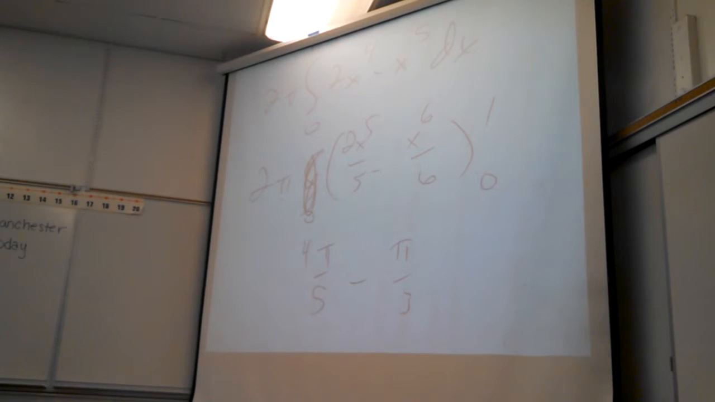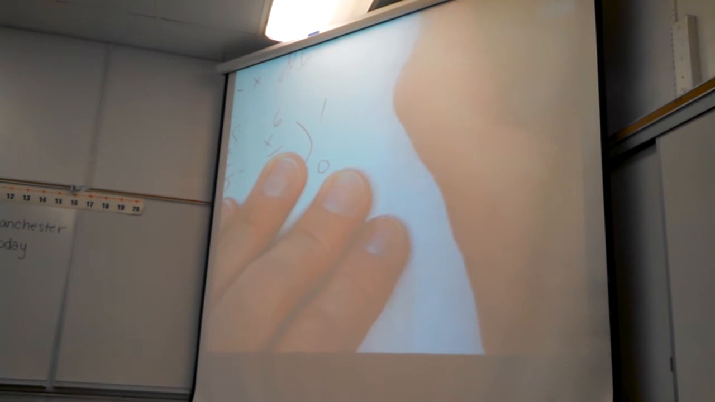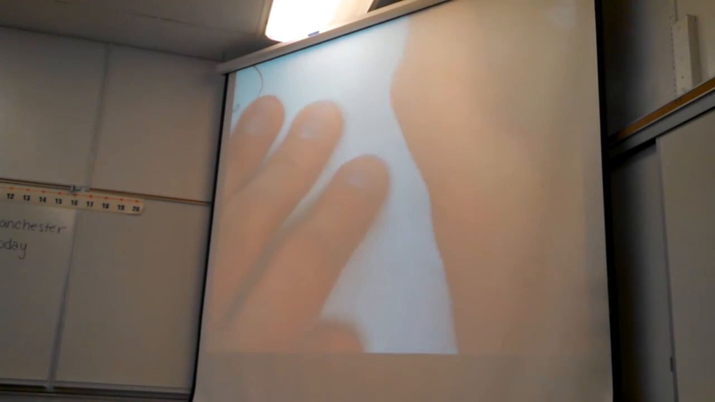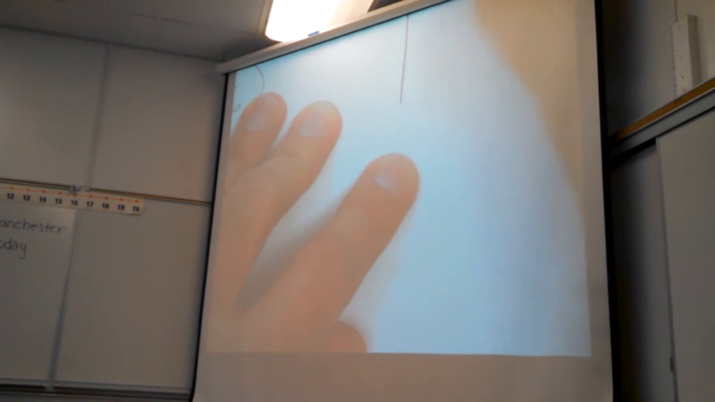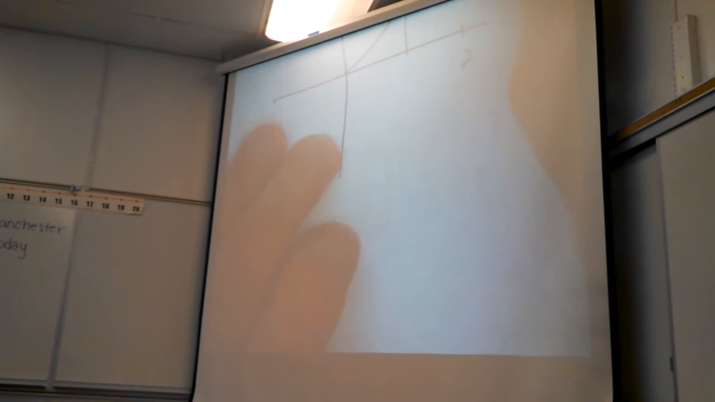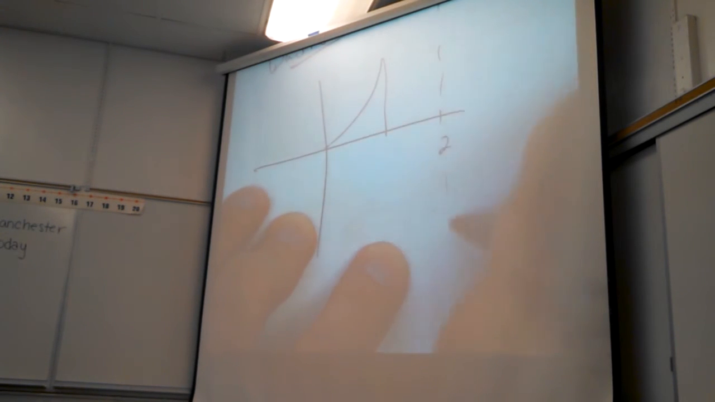So in the washer problem, you have 2 radii. You're subtracting one from the other. So I'm still rotating around x equals 2.